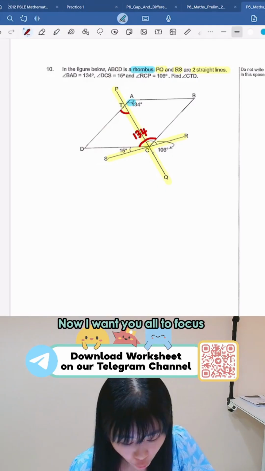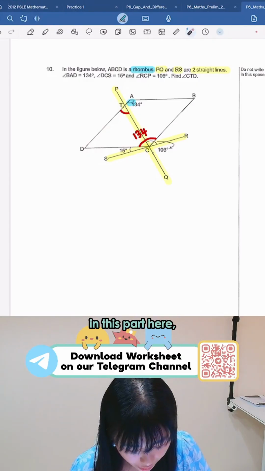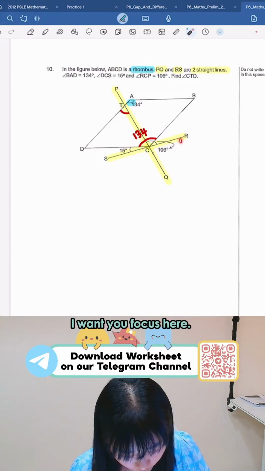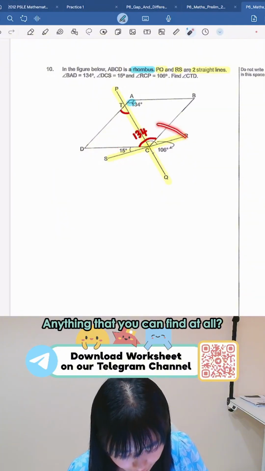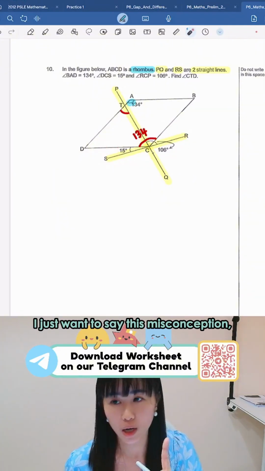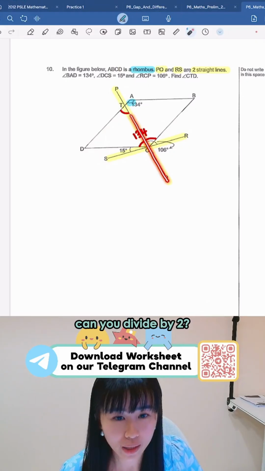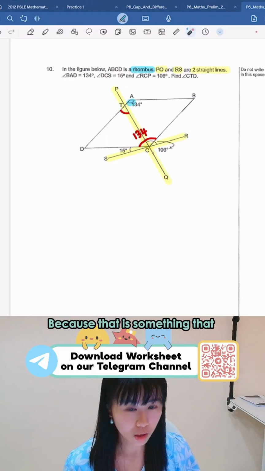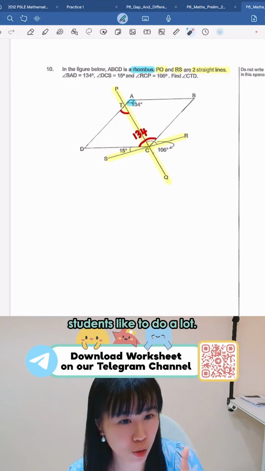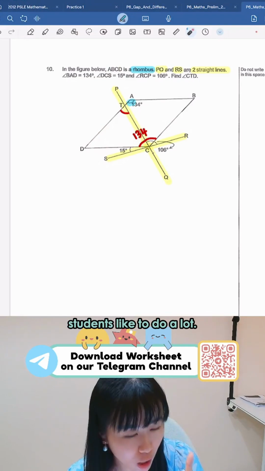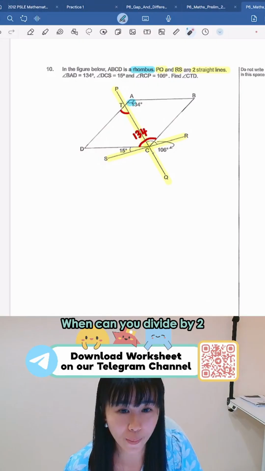Now I want you to focus on this part here. Anything that you can find at all? Oh, by the way, I just want to say this misconception. When the line cuts like this, can you divide by 2? Because that is something that students like to do a lot. When can you divide by 2 and when can you not?